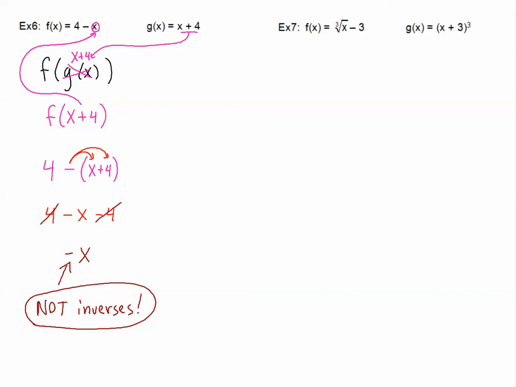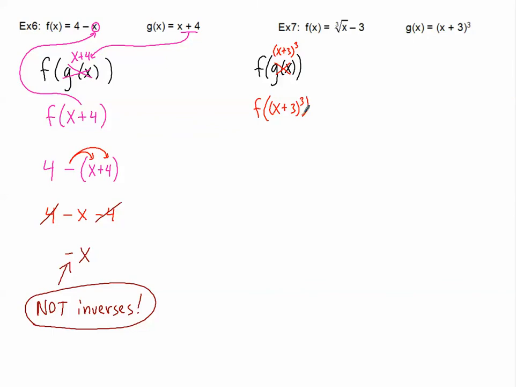Let's look at our final one. A new f of x and a new g of x. Let's do f of x first. Excuse me, f of g of x. So I'm going to replace the g of x, at least that symbol, with what it is. It's quantity x plus 3 cubed. So we're talking about f of x plus 3 cubed.